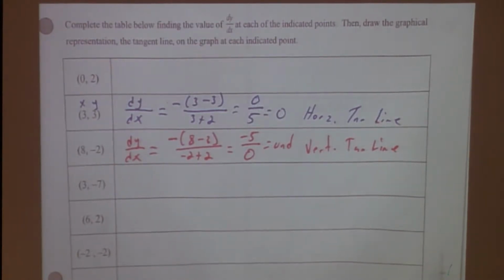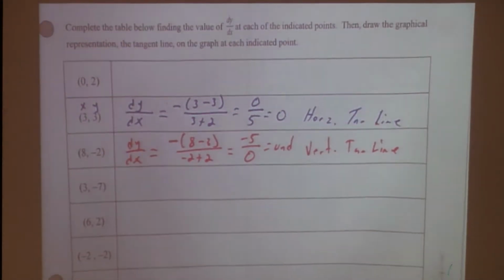Sometimes they'll ask for the whole point. So if I know x or I know y, how can I find the other one? Plugging them into which equation? The original. Does that make sense? Pretty good? Alright, let's do one more, okay?